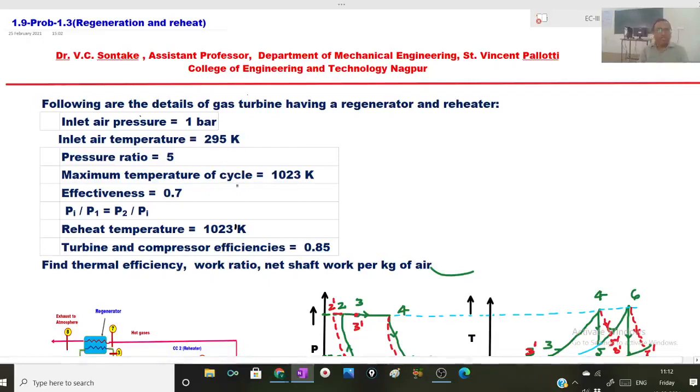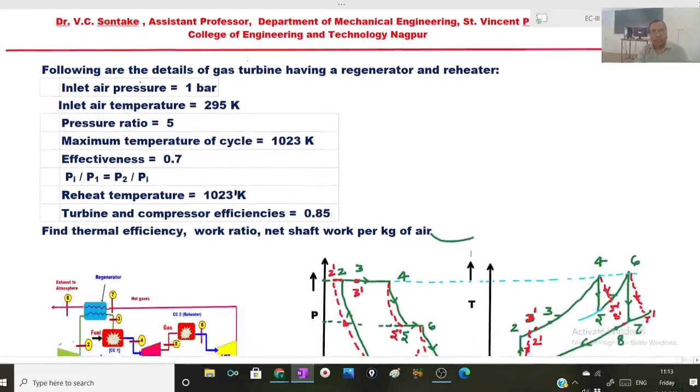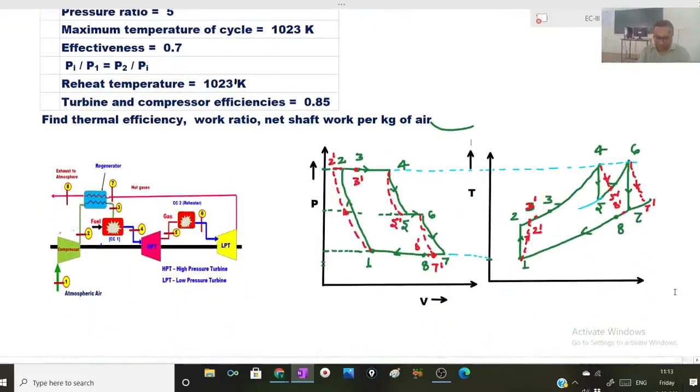In this problem, basically, we are supposed to calculate some performance parameters related with the gas turbine, and it employs regeneration and reheat method to improve the performance. So the first part is to draw the required schematic.